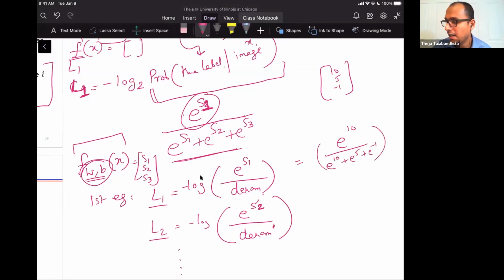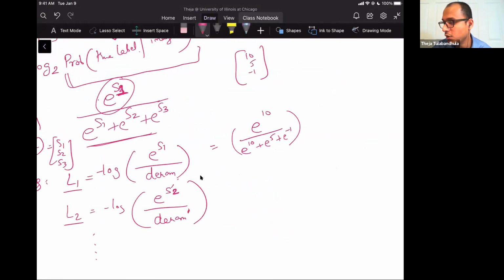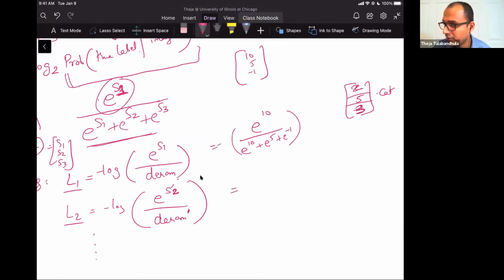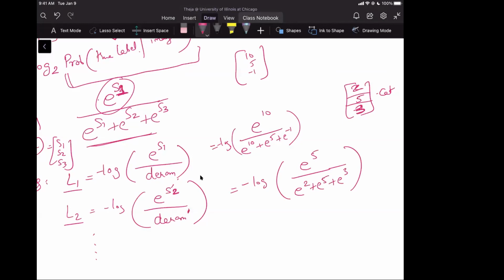But for the second example, I didn't say what the scores were. Let's say the cat is the true label, the second coordinate. Let's say the scores are 2, 5, and -3. Then this should be minus log e to the power 5 divided by e to the power 2 plus e to the power 5 plus e to the power -3. The prime just means it's a different bunch of numbers. Got it, Professor. Thank you so much.